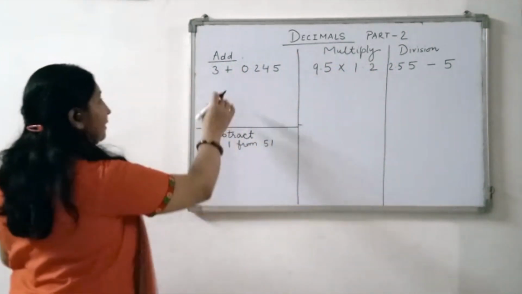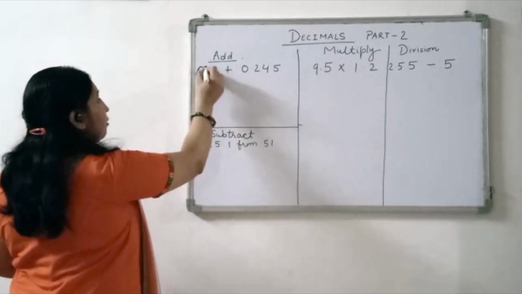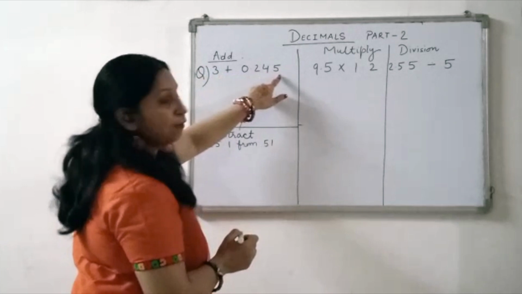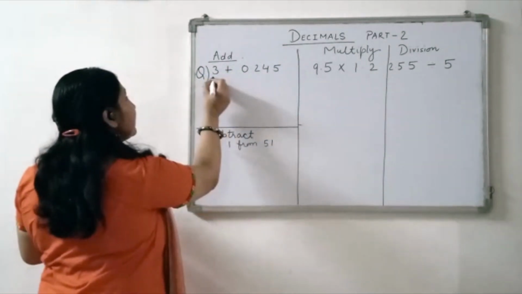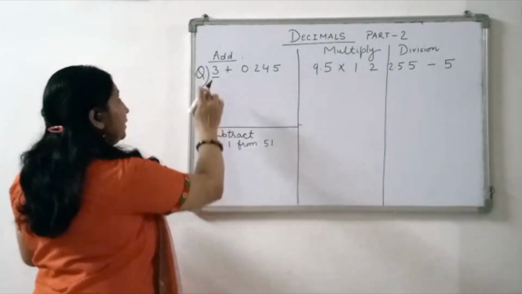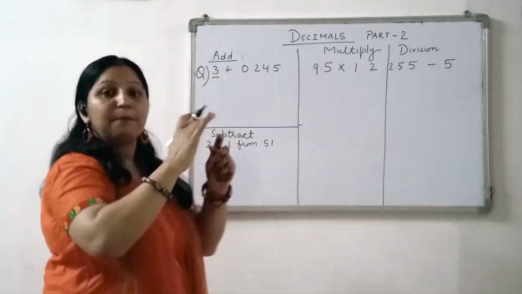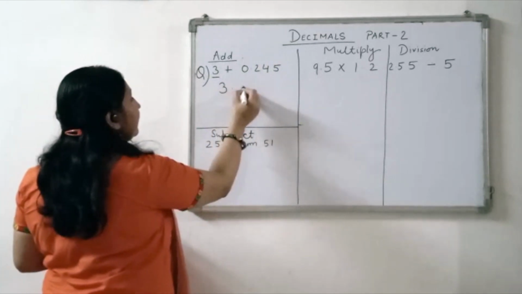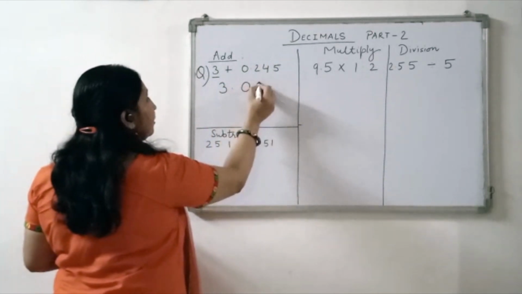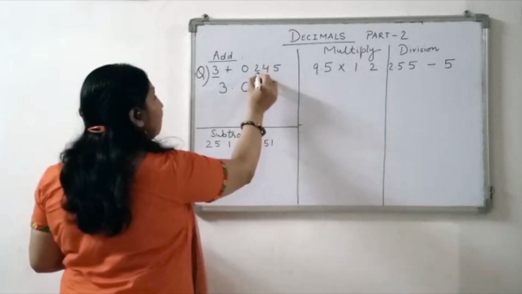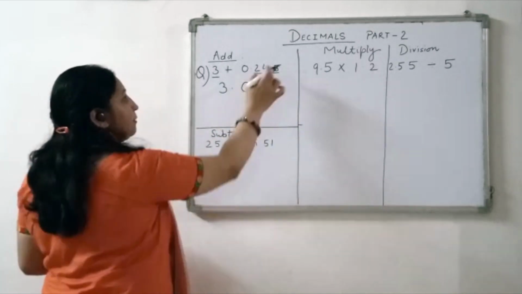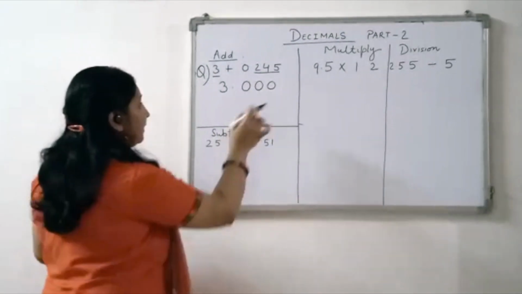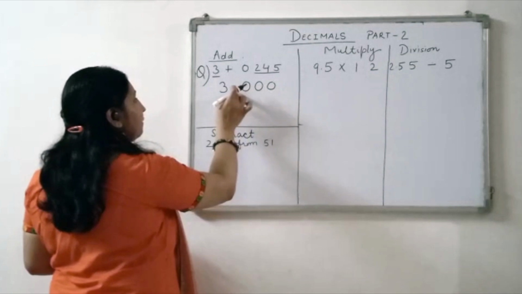So first we will come to this question. What is your question? We have to add 3 to this 0.245. So the question arises how to write this 3. This 3 is actually a complete whole number, so it will be written as 3.000. If we have a total of 3 places after the decimal here, make this also up to 3 decimal places. So here we have taken 3 places after the decimal.